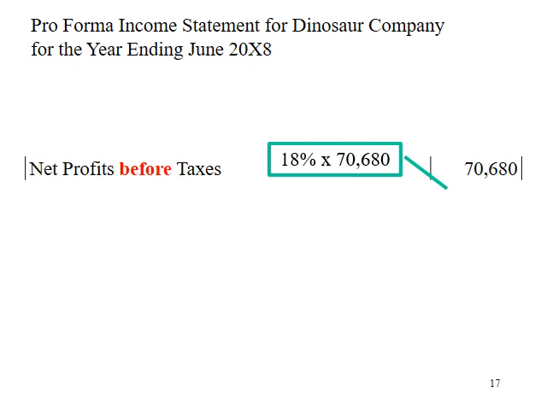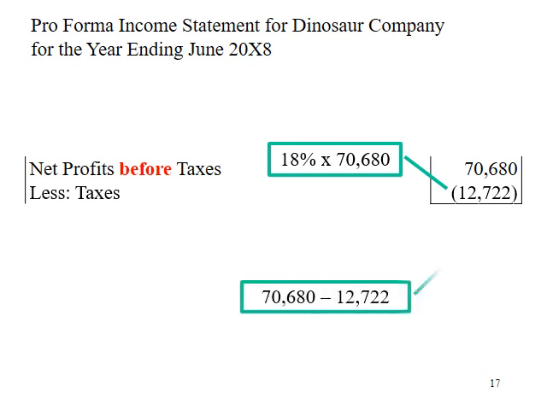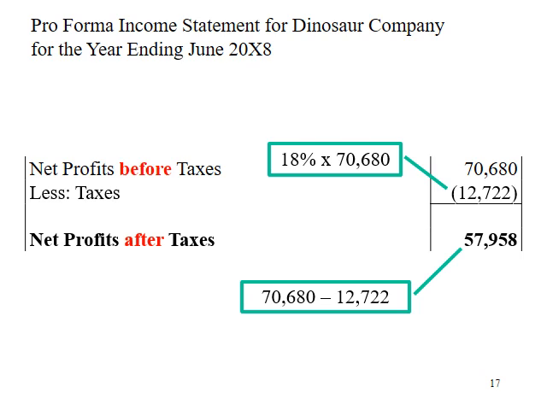Tax rate times 70,680, which is the net profits before taxes, gives you the taxes of 12,722. 70,680 minus 12,722 gives you the net profits after tax 57,958.